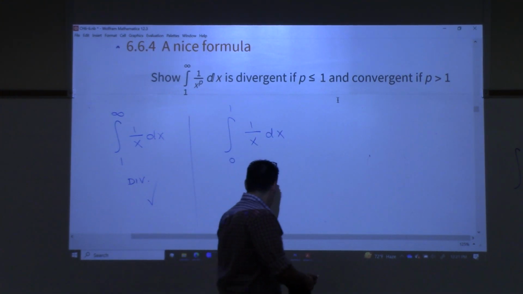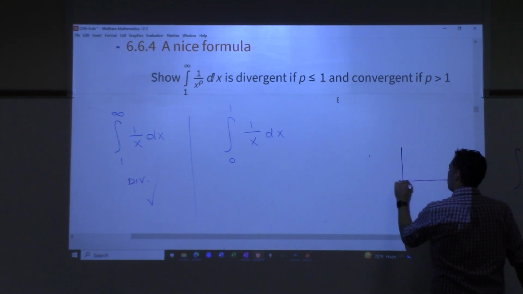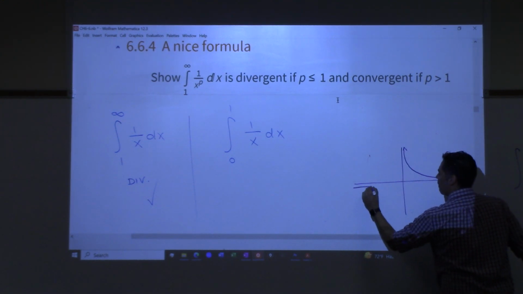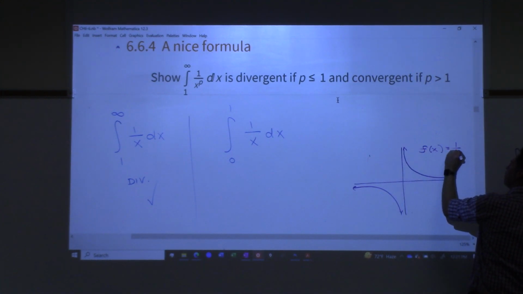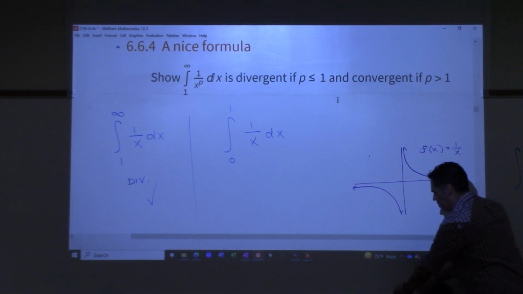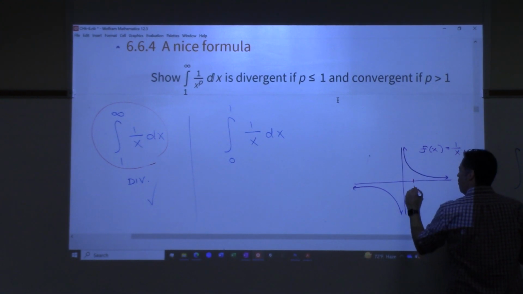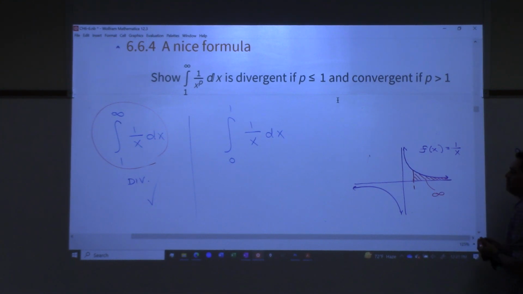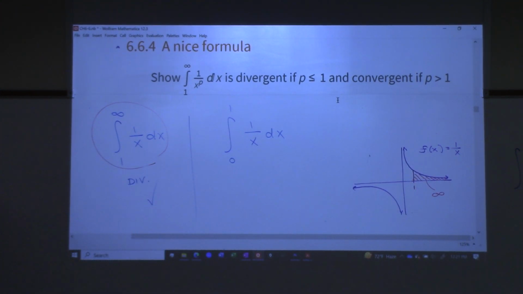Now, while you're thinking about that, I'm going to draw the graph of this function on the board for us. The graph of 1 over x looks like this. That's f of x is 1 over x. We already found in this integral over here, we looked at the area from 1 to infinity, and we said that that basically became infinite and diverged, right? That's what we said.